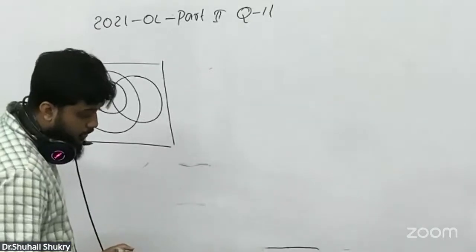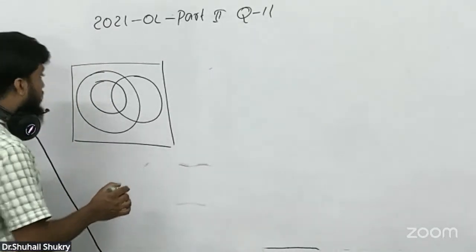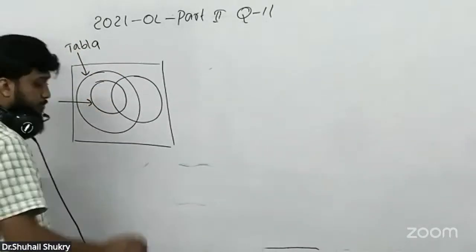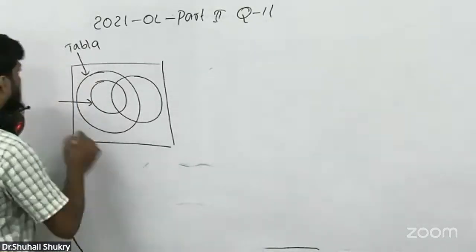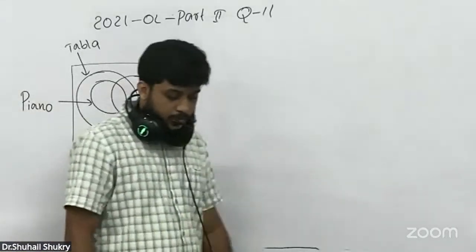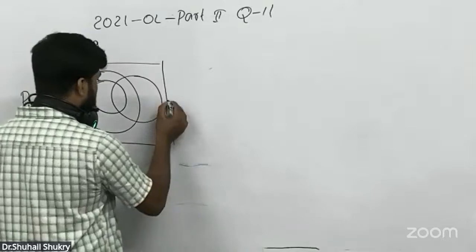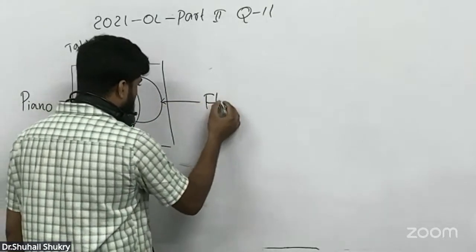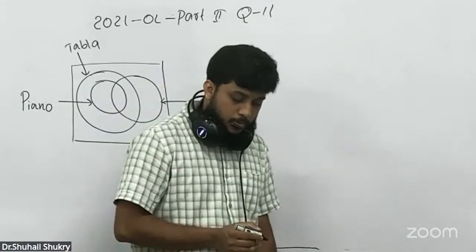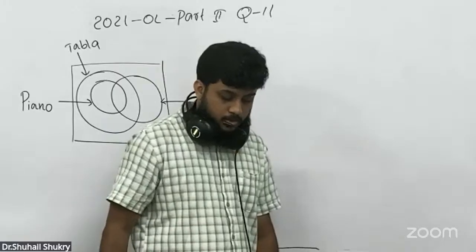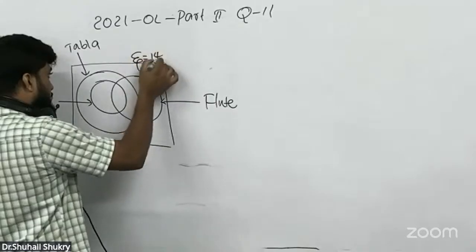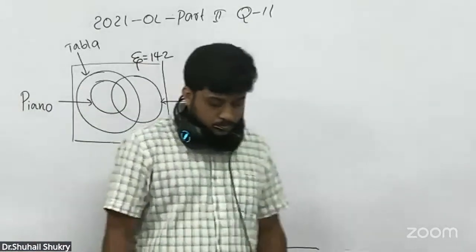So here, musicians who play the tabla, this one is tabla. This one is piano. And this one is flute. Now, musicians who play the tabla. First of all, they have told 142 musicians are there. So the universal set is how much? 142.